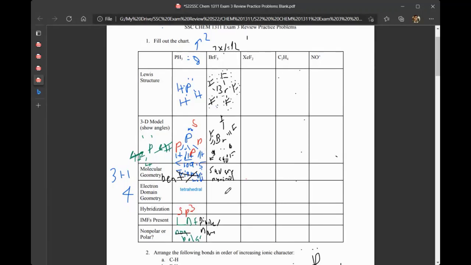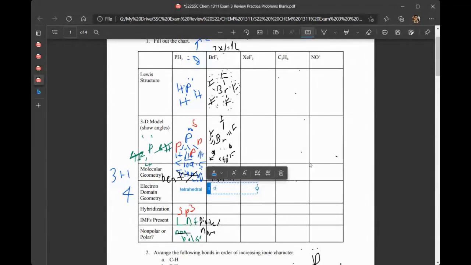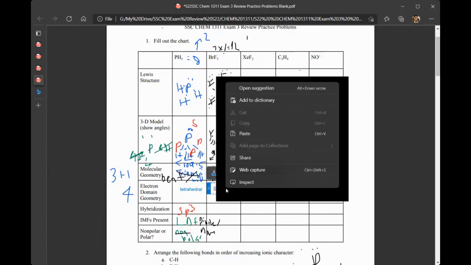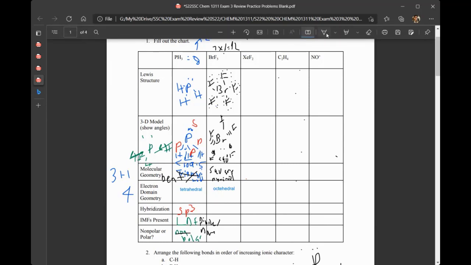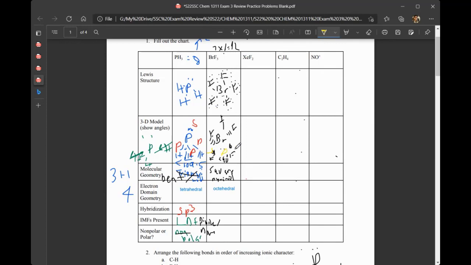And then the electron domain geometry is just the areas of electron density, so it's going to be octahedral. And then hybridization: if we count all of the electron domains, it's going to be S, P, P, P, D, and then another D. Therefore it's going to be sp3d2.